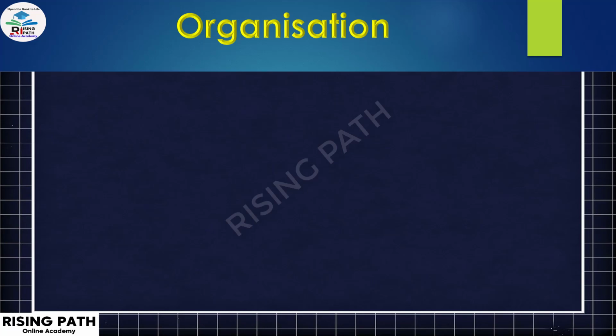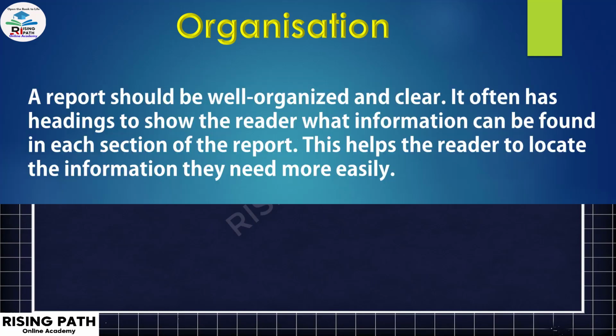Next, we have the organization of a report. A report should be well organized and clear. It often has headings to show the reader what information can be found in each section of the report. This helps the reader to locate the information they need more easily.